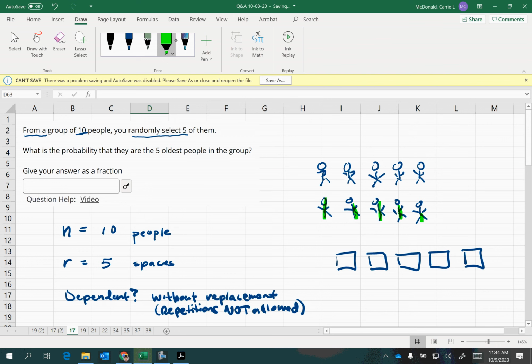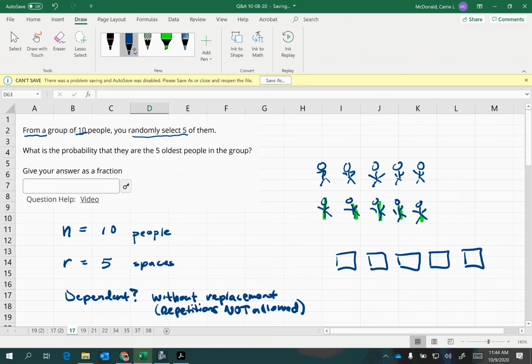All right, so let's say we choose this person for the first spot. Can we choose that person again? Well, no, we can't, because we need to have all of these spaces filled with 5 different people, and so we can't use the same person twice. Right, so then we know that repetitions are not allowed.